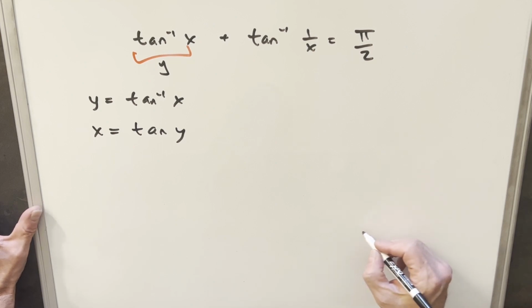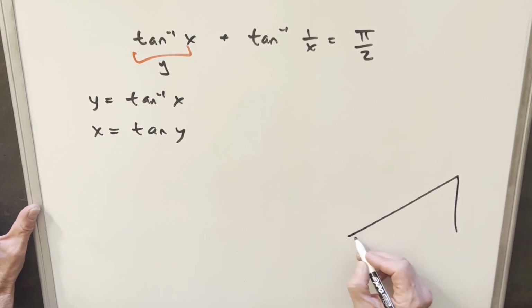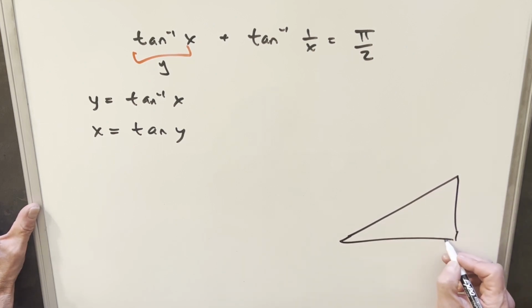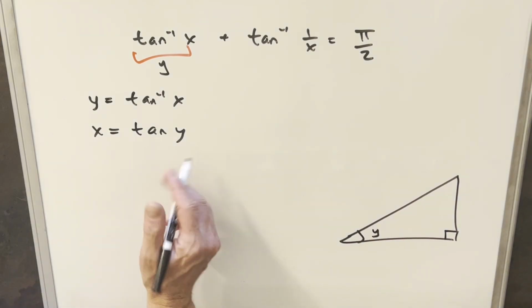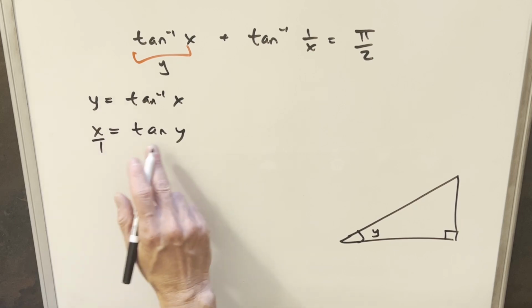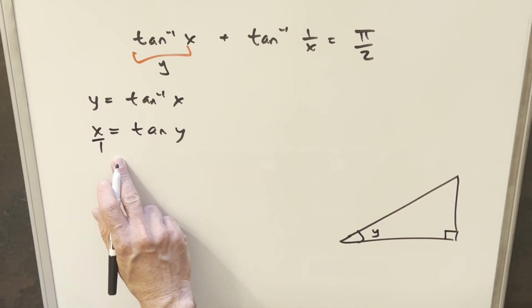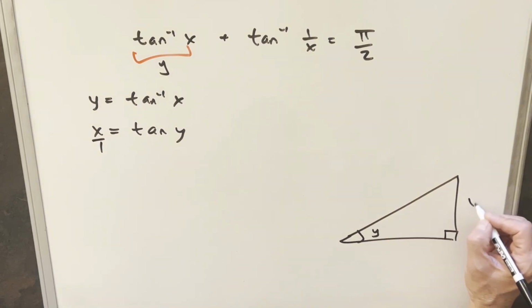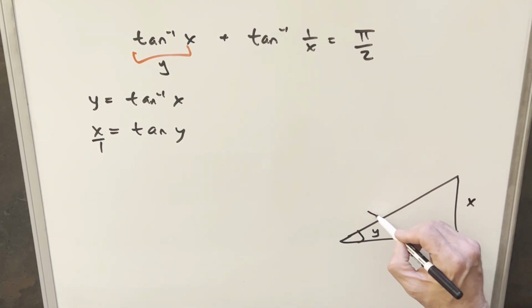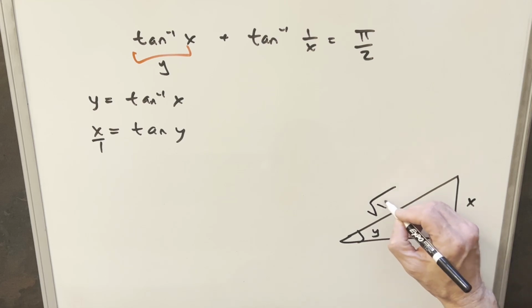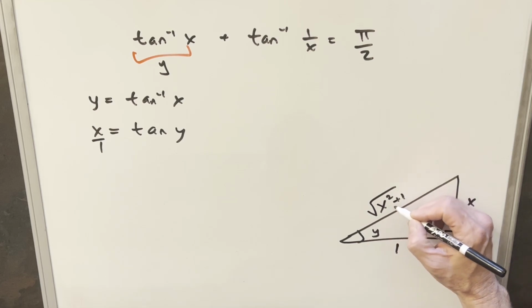And then what I can do is just draw my triangle to get a sense of this thing and find some other values. So we'll draw a right triangle where the angle is going to be y. And from this, we can write tan y as x over 1. So we know tangent is opposite over adjacent. So if our opposite is x and our adjacent is 1, we can use the Pythagorean theorem to find the third side. The hypotenuse is going to be square root of x squared plus 1 in this case.